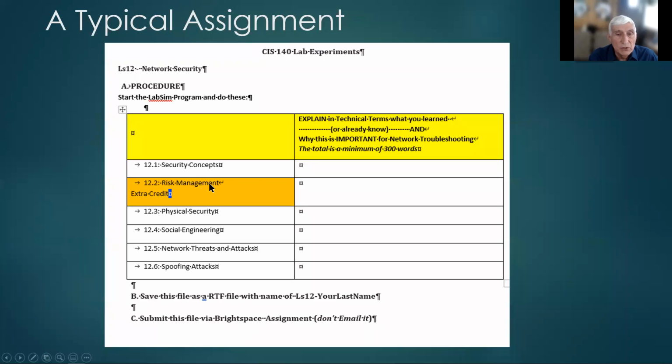And then what you have to do with each one of these is explain what you learned in each one of these areas in technical terms, what you learned or what you already know, and why this is important for network troubleshooting. And you need a minimum of 300 words for this area right here.